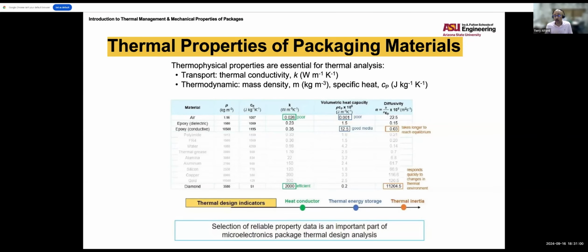So we want things that are going to give us some time to get to equilibrium. In those particular cases, we don't want a great thermal conductor. We want something that's not a good thermal conductor. So we'll see that polymers are good for this purpose.